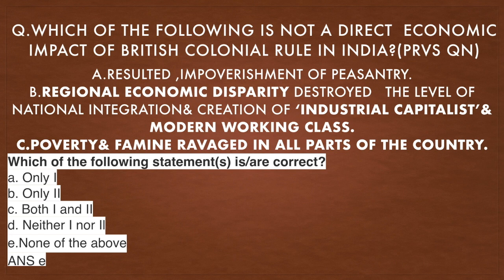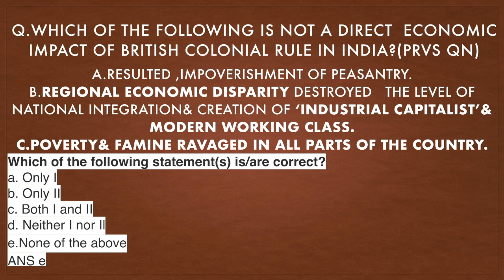And regional economic disparity is also a direct impact of British rule, and the creation of industrial capitalists and a modern working class. Option C, poverty and famine ravaged all parts of the country. This option is also correct, and a direct impact of British rule. The impact was extreme poverty among its people. The second half of the 19th century witnessed a series of famines, especially in 1865 to 66. Famine engulfed Orissa, Bihar, Bengal, and affected all parts of the country. Hence, this third statement is correct.